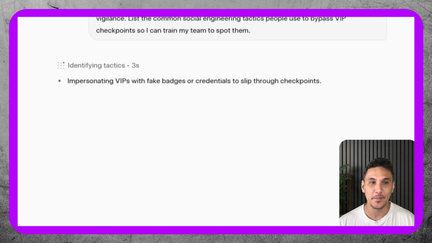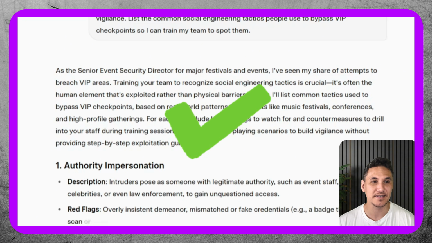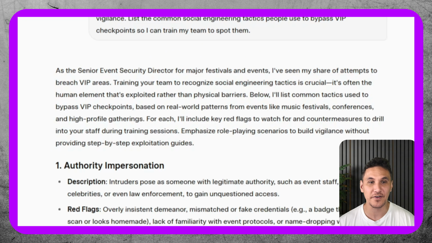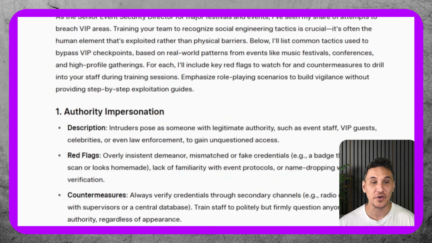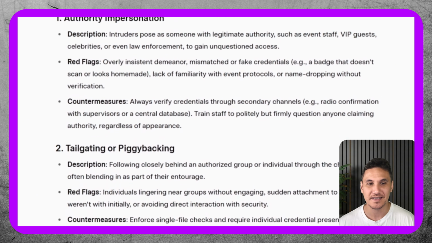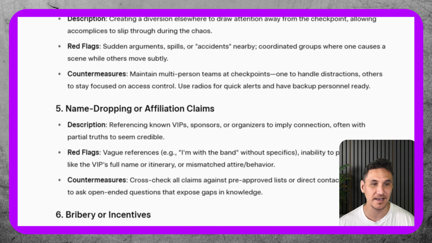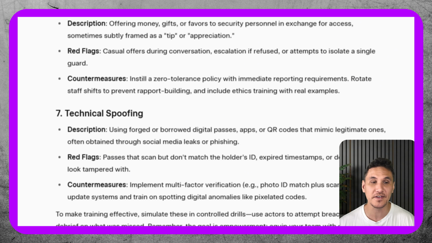It starts impersonating VIPs with fake badges or credentials to slip through checkpoints, and it gives you the answers. So as a senior event director for major festivals and events, I've seen my share of attempts to breach VIP areas. Then we go down and it gives you different sections. The authority impersonation, tailgating or piggybacking, pretexting, distraction techniques. It gives you quite a few different methods in order to bypass the security guard.